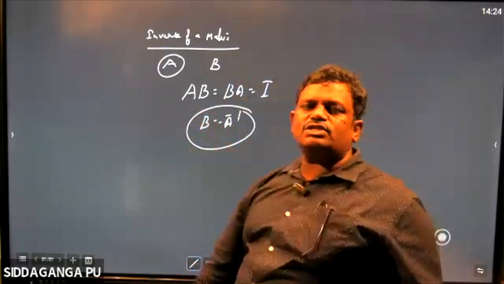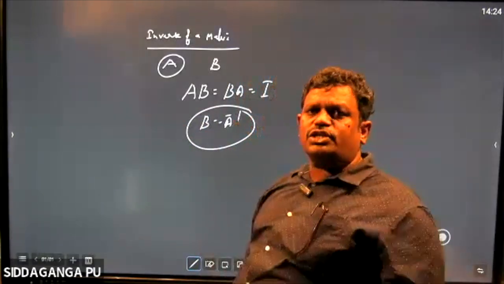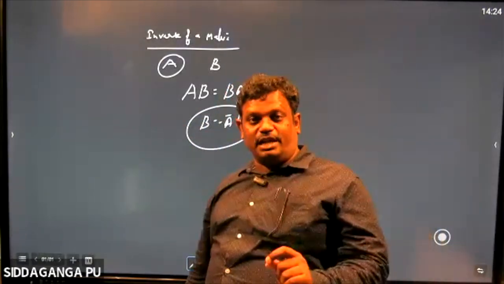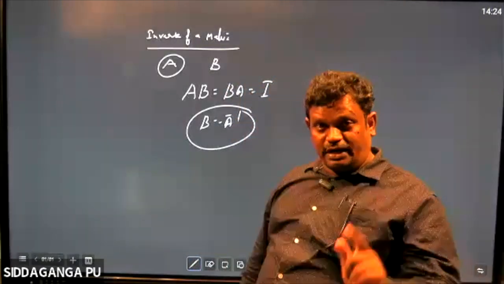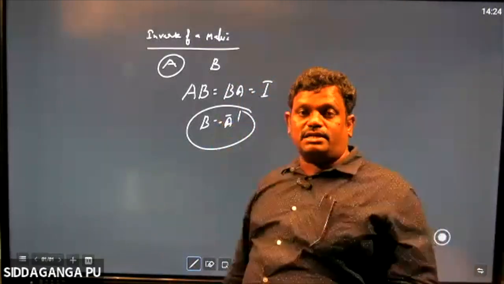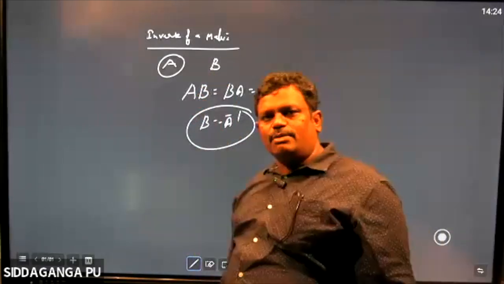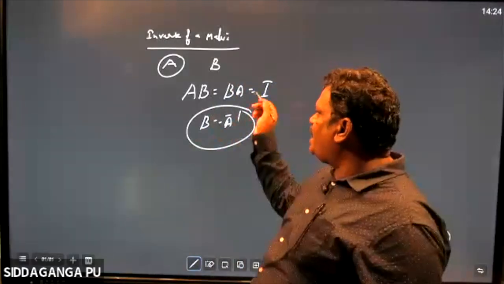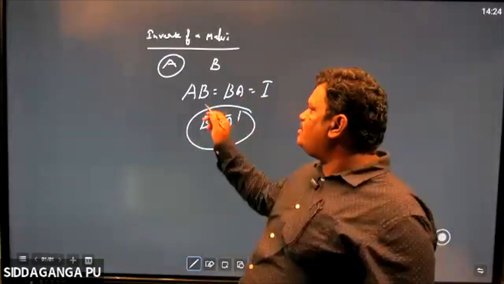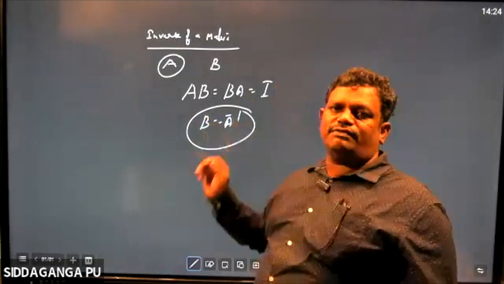B is called inverse of A. So A is non-singular. Already told them, non-singular means only then the inverse exists. Singular means inverse does not exist. A is a non-singular matrix, that is, det A is not equal to 0. At that time we can choose another matrix of the same order such that AB is equal to BA, and that value is equal to I. At that time, AB is equal to BA is equal to I means B is called inverse of the given matrix.